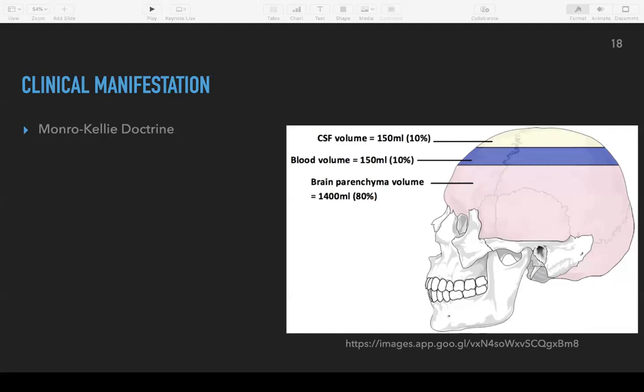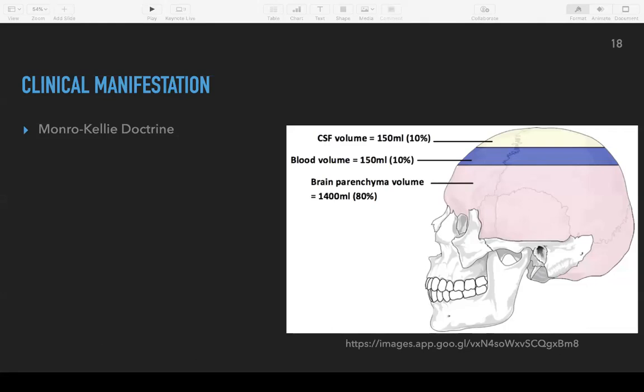Now back to the clinical manifestation of increased intracranial pressure. So it depends on the patient's age. If we are talking about infant and young, usually the skull will continue to grow. So with continuation of the growth, a patient will have macrocephaly. He will have full anterior fontanelle or bulging anterior fontanelle. Because of, as we mentioned, venous congestion, he will have prominent scalp veins.